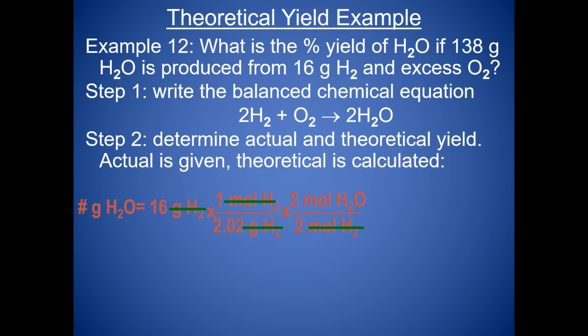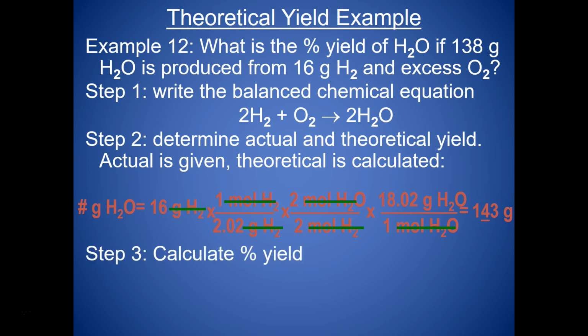This means my moles of H2 have canceled. And then for my last conversion factor, I put 1 mole of H2O, and then I put the molar mass of H2O up top, 18.02. This means my moles of H2O have canceled out, leaving me in grams of H2O. And when we do this, we get 143 grams. Okay?